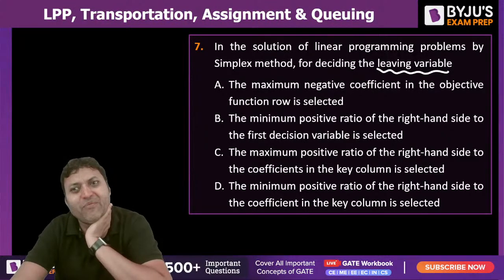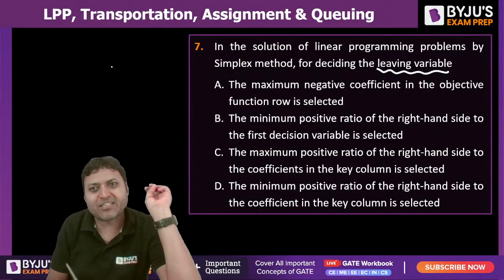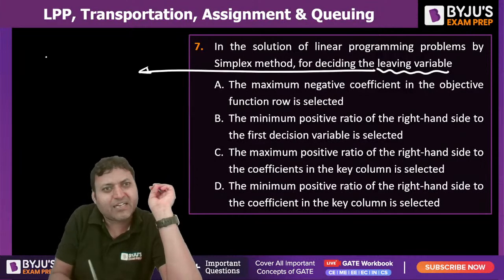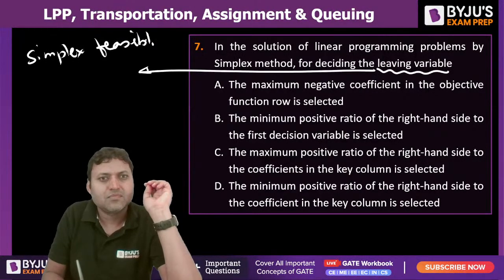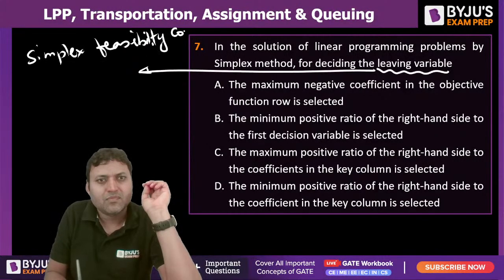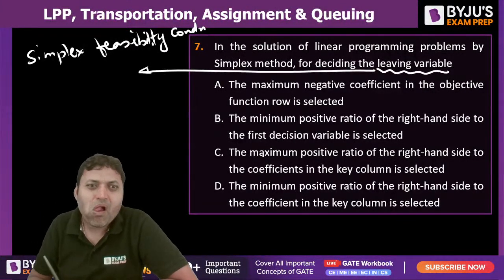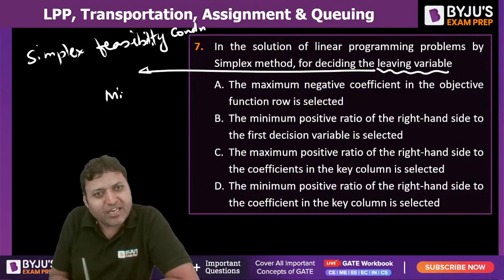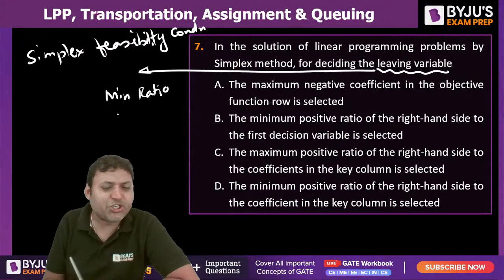How to decide the leaving variable? The leaving variable is selected by the simplex feasibility condition. How is it selected? It is the minimum positive ratio theta.